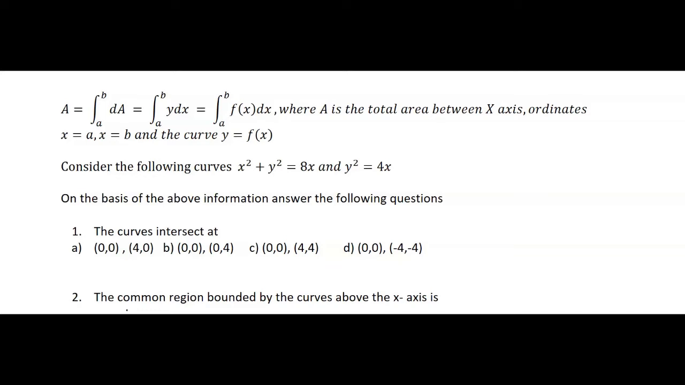Consider the following curves. x squared plus y squared is equal to 8x and y squared is equal to 4x. On the basis of the above information, answer the following questions. The curves intersect at A (0, 0), (4, 0); B (0, 0), (0, 4); C (0, 0), (4, 4); D (0, 0), (-4, -4). Let us quickly solve this.